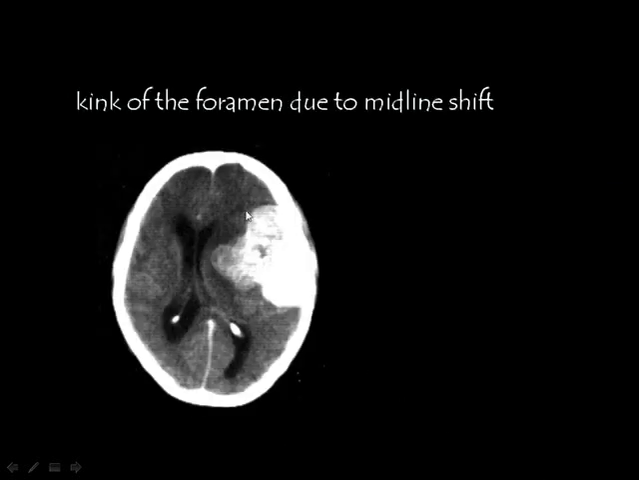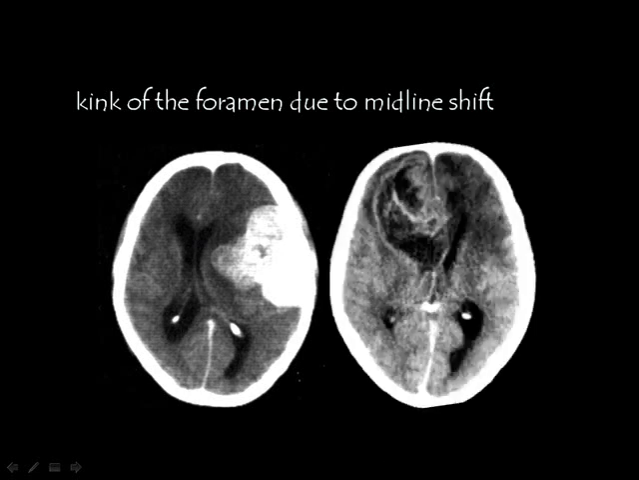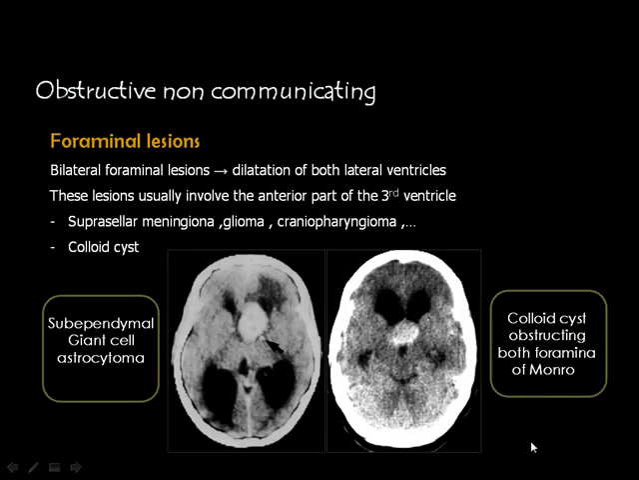Then if there is a tumor on the left side compressing the left lateral ventricle with contralateral shift of the midline structure, you expect that the right lateral ventricle is dilated. Why? Because of the kink of the foramen of Monro of the right lateral ventricle. Then it will impede the CSF drainage from the ventricle, and the ventricle will be dilated. And this is another example of a glioma in the frontal lobe compressing the right lateral ventricle with shift of the midline structure to the left, and the left lateral ventricle is appreciably dilated due to kink of the foramen of Monro.